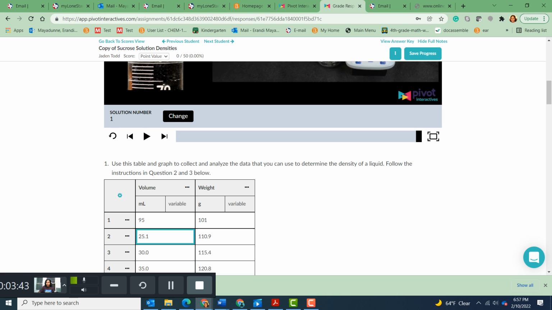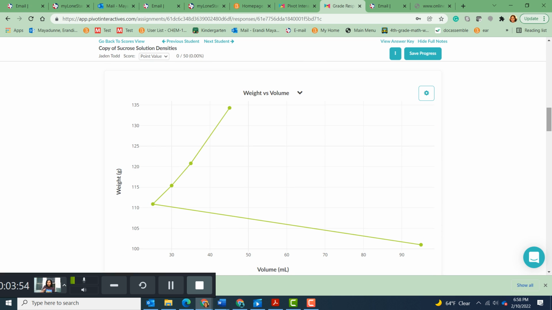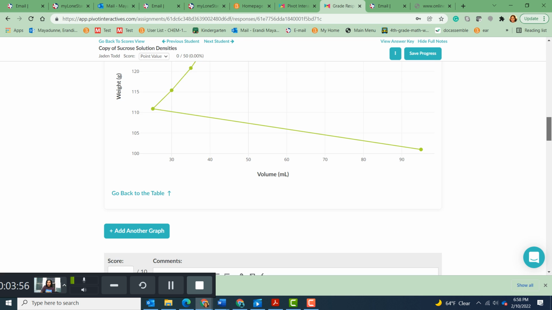Now, how do I find the density? Like that, you fill the table. Using that, you can plot the graph. When you add the numbers, it will correctly plot the graph.